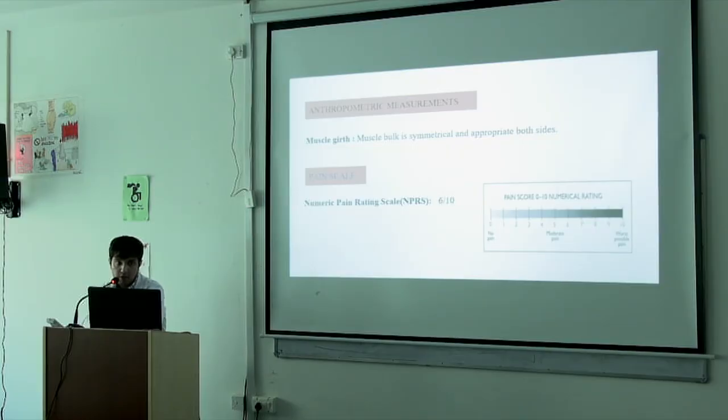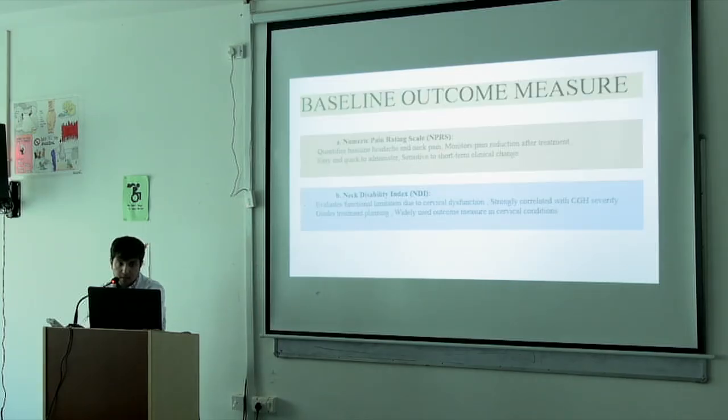Now the anthropometric measurement: the muscle volume was symmetrical and appropriate on both sides. Pain was 6/10, measured by the numerical pain rating scale. The baseline outcome measure used was the numerical pain rating scale, which is used to quantify the baseline headache and neck pain and monitor pain reduction after treatment. It is easy to administer and sensitive to short-term clinical change.